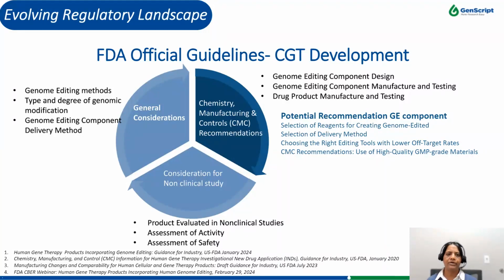The key FDA recommendations for gene editing include defining the type of genetic modification needed for the desired therapeutic effect, identifying the method to achieve the required DNA sequence change, selecting the appropriate delivery method for gene editing component, and then using high quality GMP grade material in the creation of genome edited product. The FDA emphasized the importance of sourcing and managing gene editing components, and developers should always use the best reagent at every manufacturing stage.